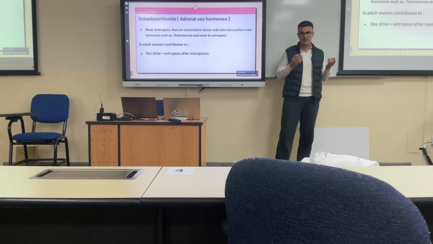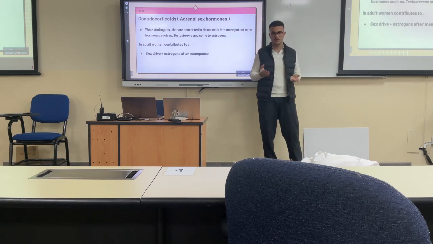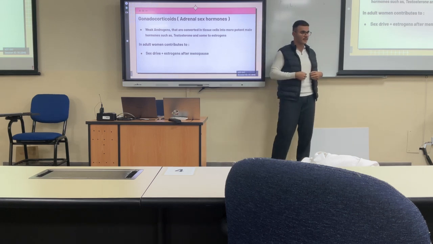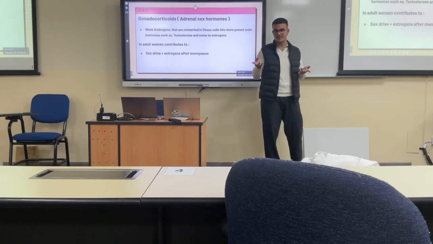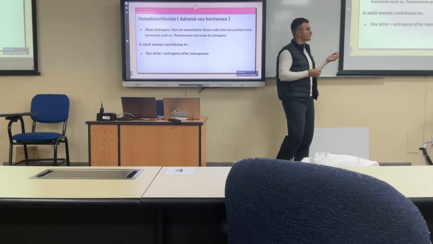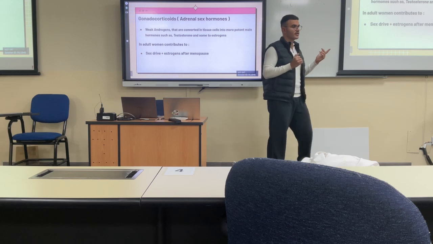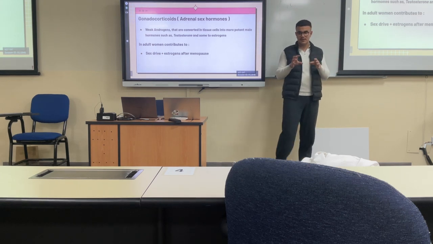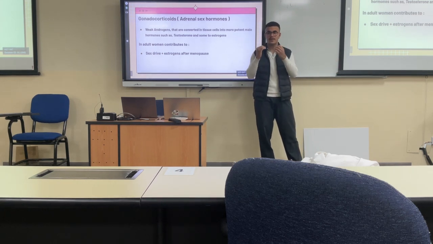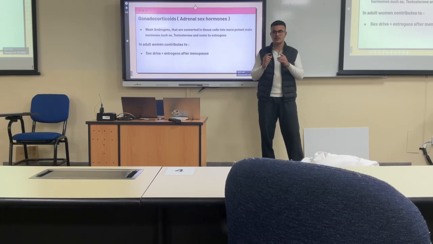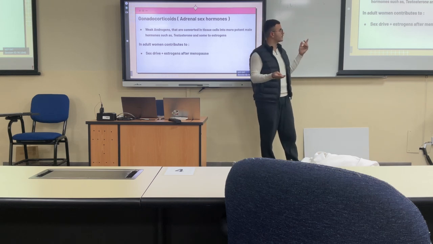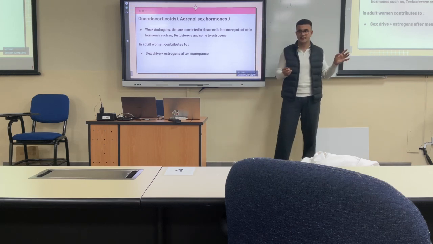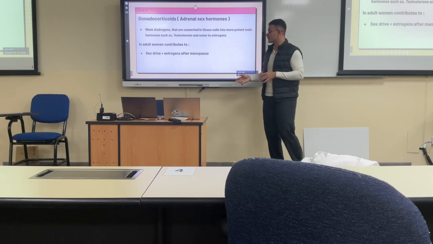So normally, the main source of sex hormones is the reproductive organs. But here we have this layer of the adrenal cortex, the zona reticularis, which secretes sex hormones. They are weak androgens. Usually they are converted in the tissue cells to more potent male hormones. What are some examples? Testosterone and sometimes estrogen. So they're converted in the tissue cells.